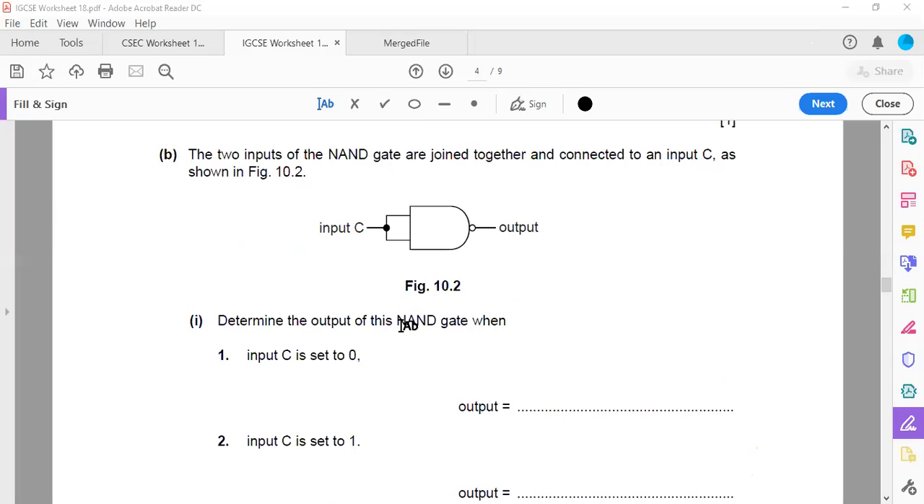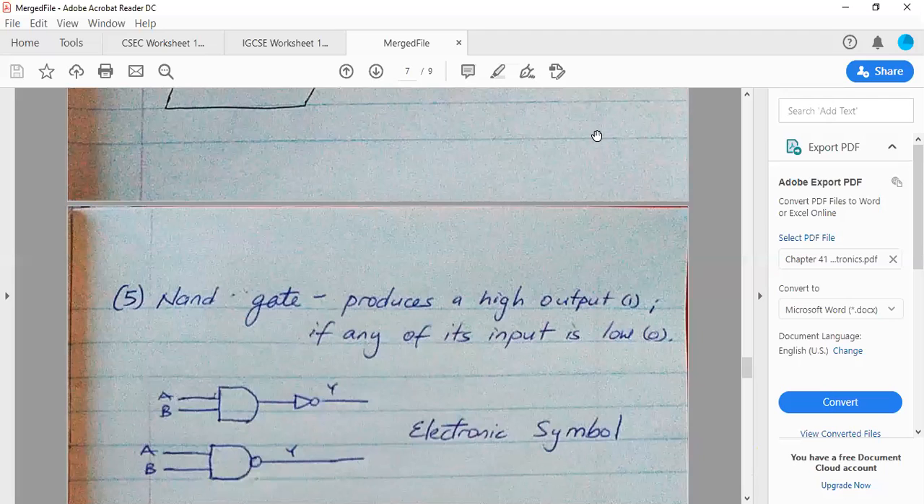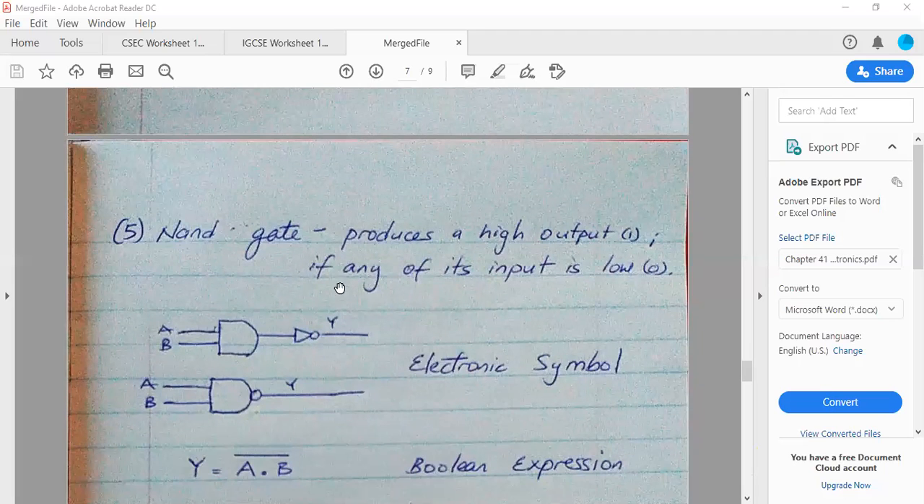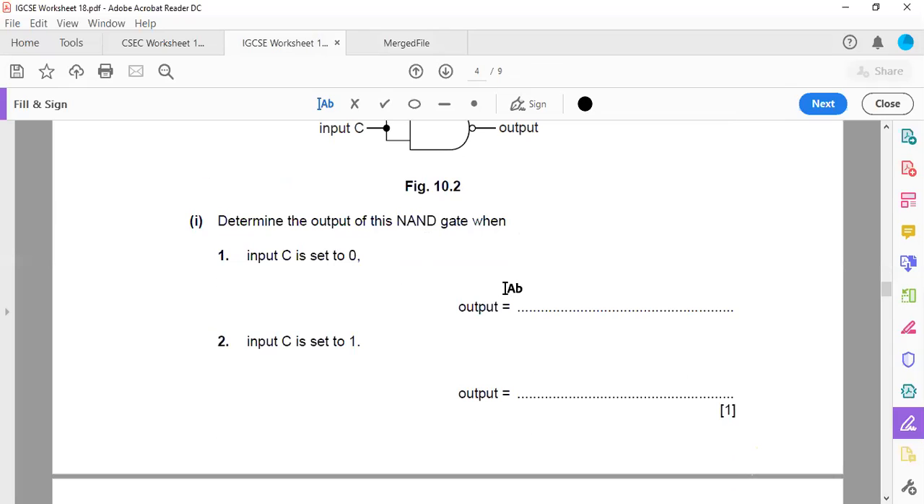Determine the output of this NAND gate when the input C is set to 0. So you're coming in with two zeros. What happens to the NAND gate? Let me go back with the NAND gate and see if we understand it. The NAND gate produces an output of 1 if any of its inputs is 0. So if your input is 0 here, your output is going to be 1.